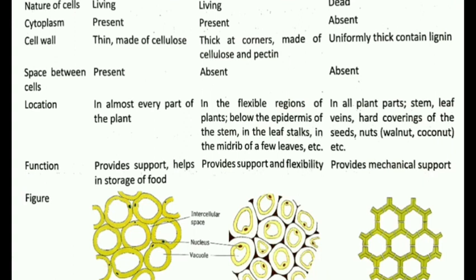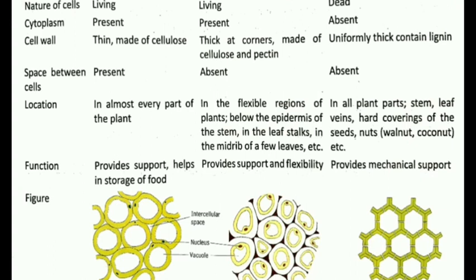Let's discuss the nature of cells. Parenchyma cells are living, and so are the collenchyma cells. But the sclerenchyma cells are dead cells. Will the cytoplasm be present in them? Yes, parenchyma cells have cytoplasm in them. Collenchyma also have cytoplasm in them, but sclerenchyma cells do not have cytoplasm in them. Nucleus is also absent in sclerenchyma cells.